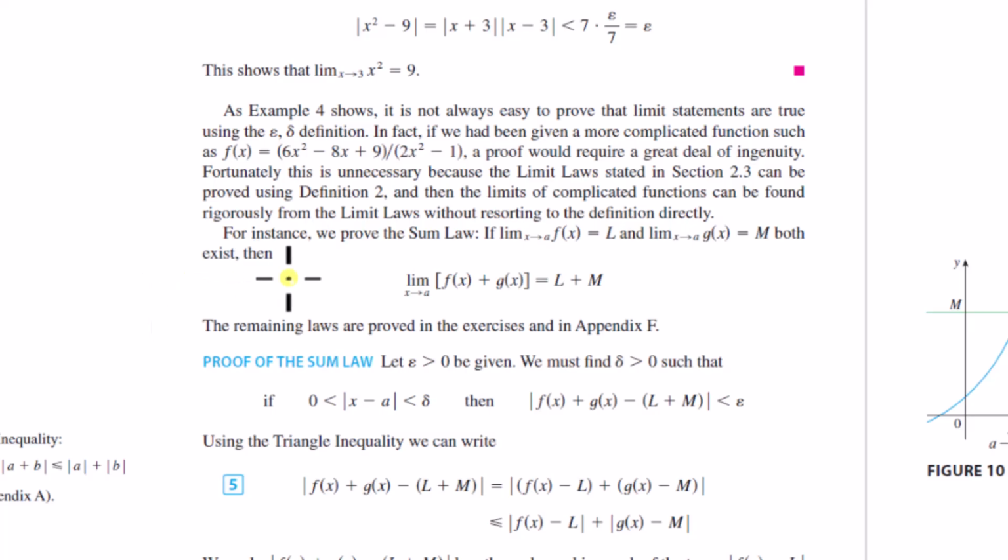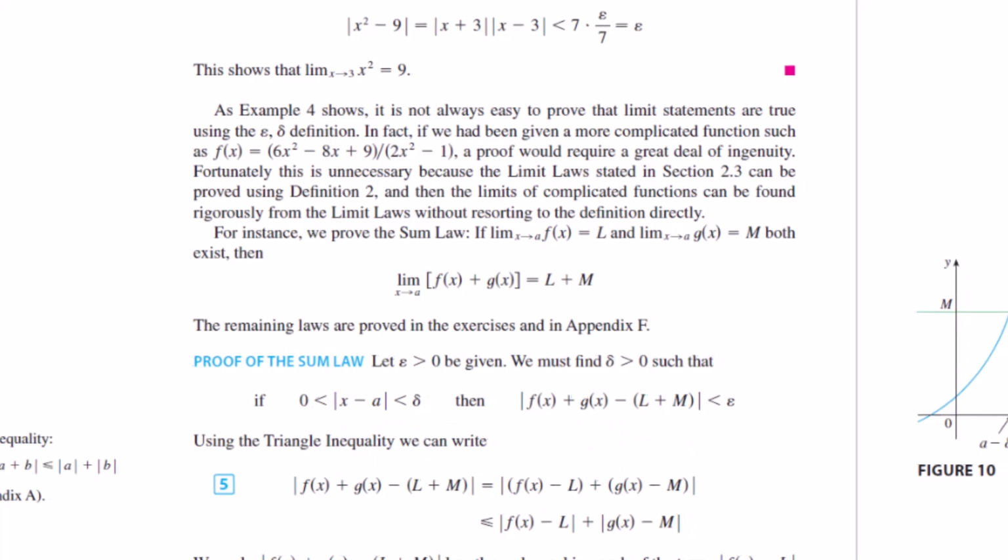And so here they just give an example of how the sum rule is proved, where you can distribute the limit to each term: the limit as x approaches a of f of x plus g of x is equal to the limit as x approaches a of f of x plus the limit as x approaches a of g of x. They show how this is proved here using the precise definition of the limit, the delta and epsilon.